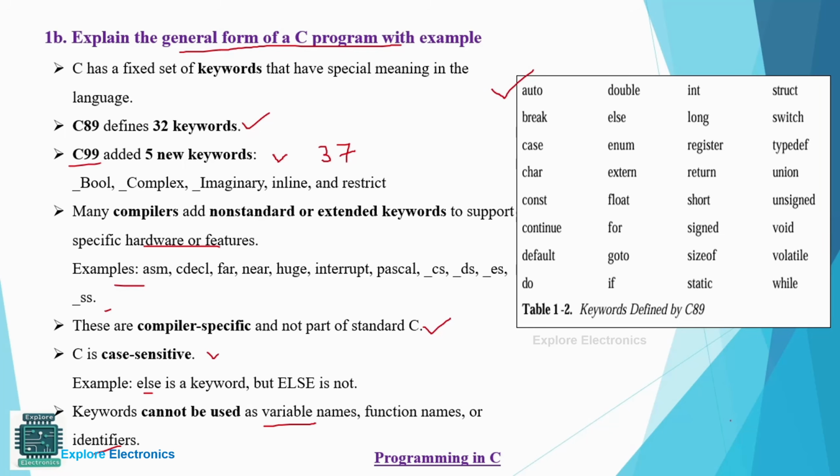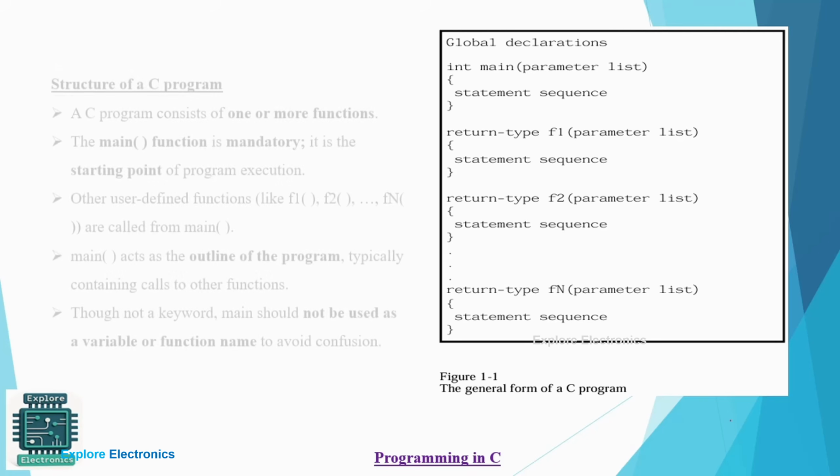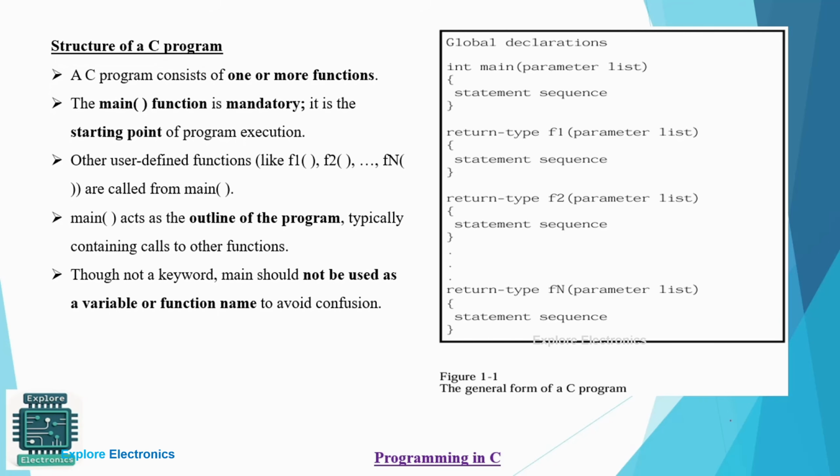When it comes to the structure of a C program, this is the general form of a C program. You must write this. Please take down. First, you will write global declarations, then int main, parameter list, and statement sequence. Then you will write return type, function with parameter list, and it goes on till n number of functions. Here, see the same thing explained in sentences.